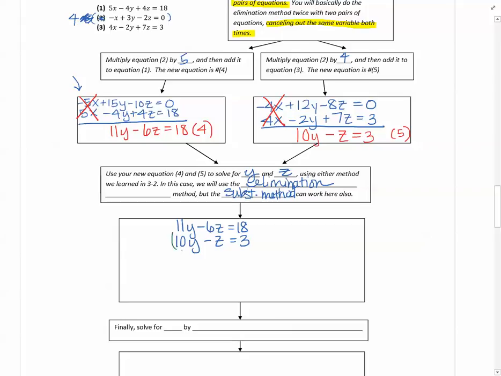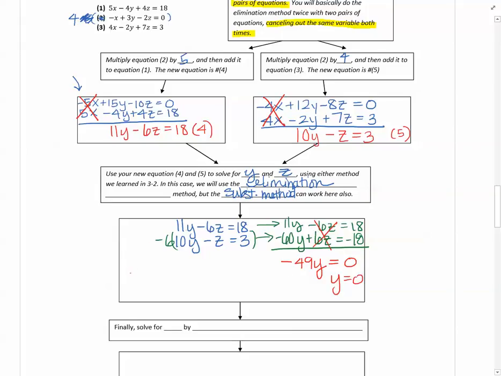If I multiply that bottom equation by negative 6. The reason I want a negative 6 is so that these negatives will cancel and I get a plus 6z. That gives me negative 60y plus 6z equals negative 18. Copy the other equation: 11y minus 6z is equal to 18. And add. My z's cancel out. I have negative 49y is equal to 0. That means that y is equal to 0.